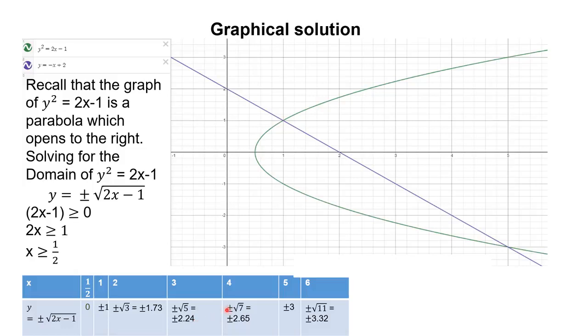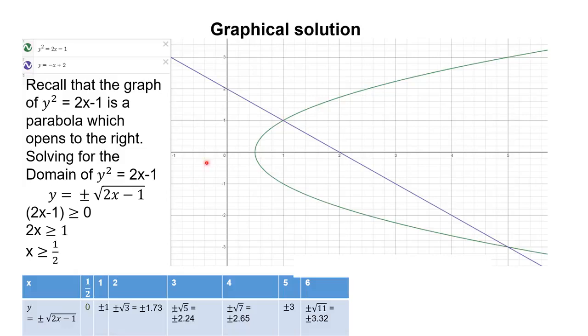Similarly, this should be plus or minus square root of 7. So we have plus or minus 2.65 here. And when x is equal to 5, you have plus or minus 3. And when x is equal to 6, then you will have plus or minus square root of 11. So you have plus or minus 3.32. So let's take a look at the graph here.